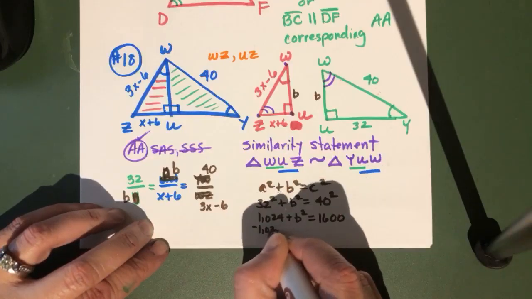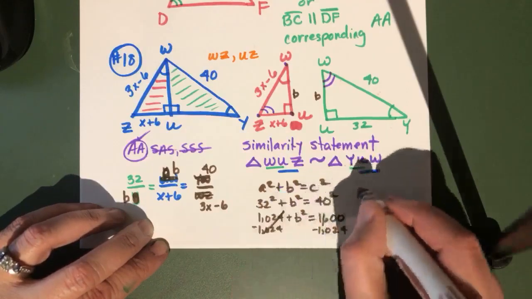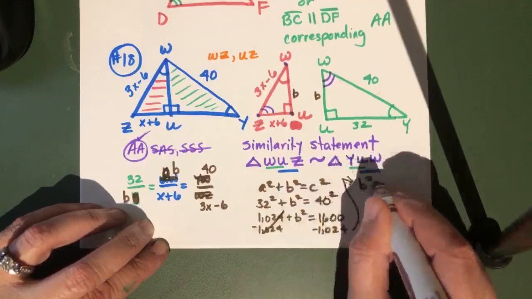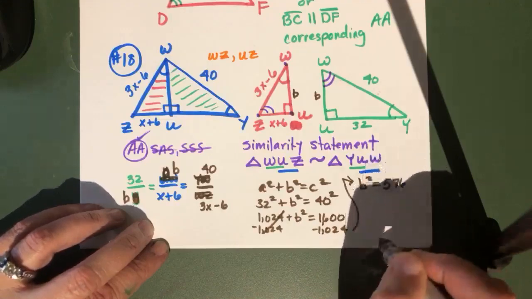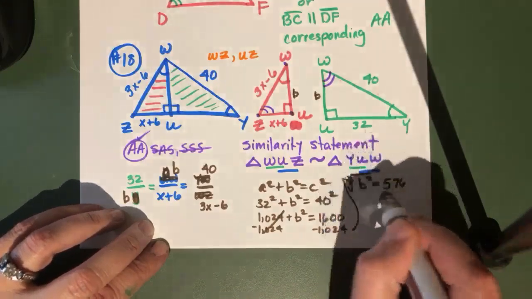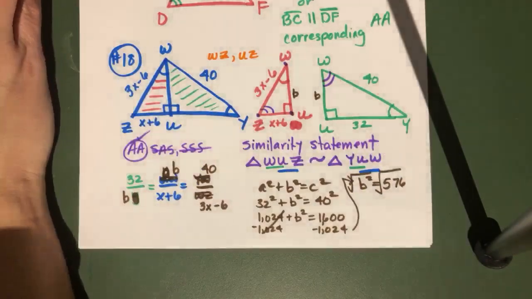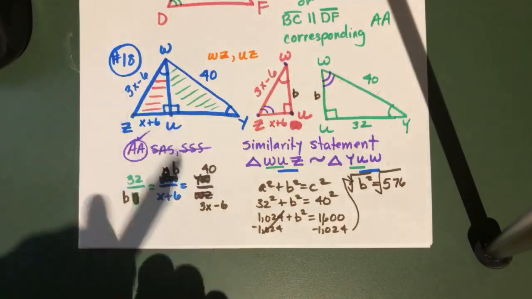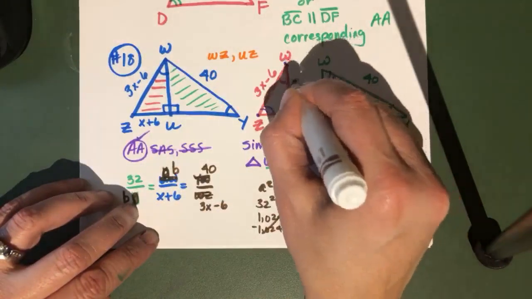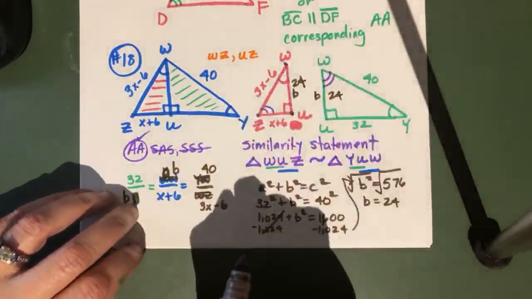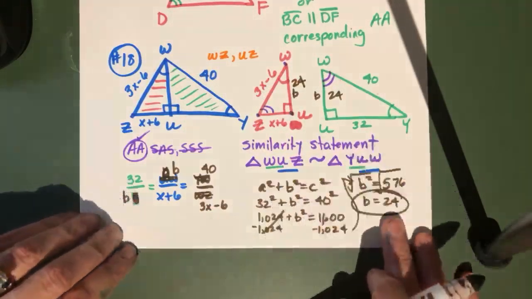Now I'm going to subtract 1024 from both sides. So b squared equals 576. If you take the square root to solve for b, you should get 24, I believe. So b is 24. Now I've got a value for this side, and I've got a value for this side, and I can solve. So this one's a little more complicated. Now I've got b. I'm going to plug it back in.